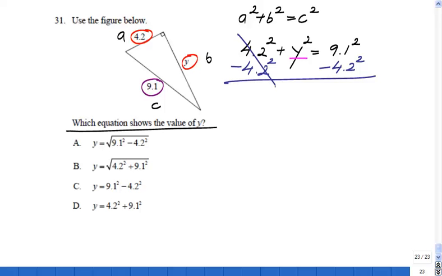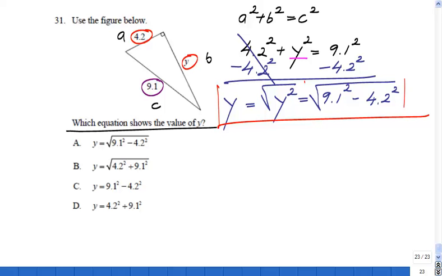What do you get? Well, 4.2 squared minus itself is 0. I have y squared equals 9.1 squared minus 4.2 squared. Because I'm trying to find y, I have to take the square root of y squared and, obviously, the square root of the other side, and this will give you y. This is it. Looking for which one of the four options looks the same, I'm looking at A: the square root of 9.1 squared minus 4.2 squared, and that's the answer.